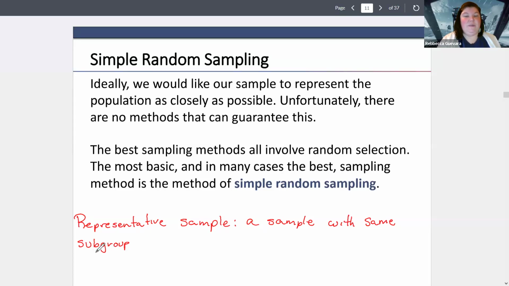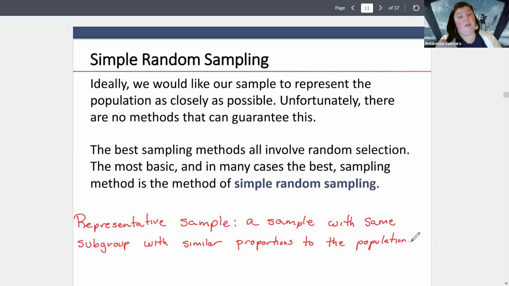So a representative sample is a sample with the same subgroups with similar proportions to the population. So if your population is 48% female, you want to make sure that your sample is also about 48% female. If your population is 3% Jewish, you want to make sure your sample is roughly 3% Jewish. So you just try to keep it as close as you can. You can't do it perfectly, but that's the idea of a representative sample.